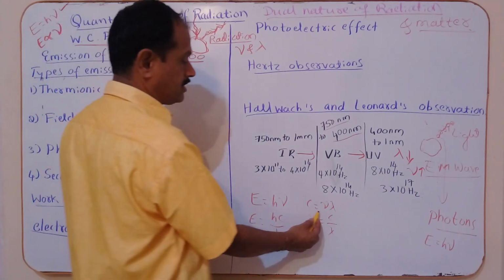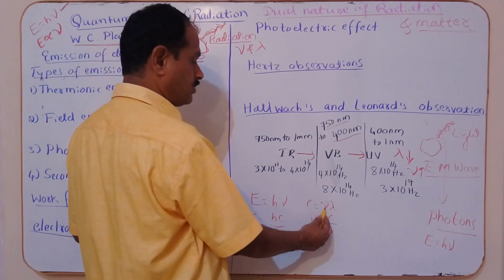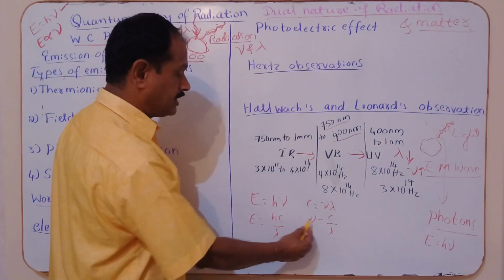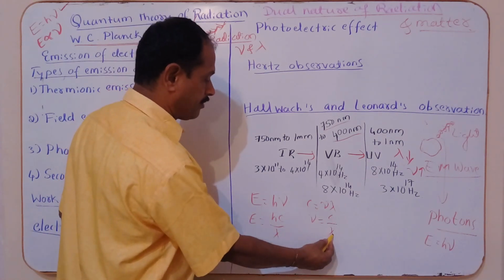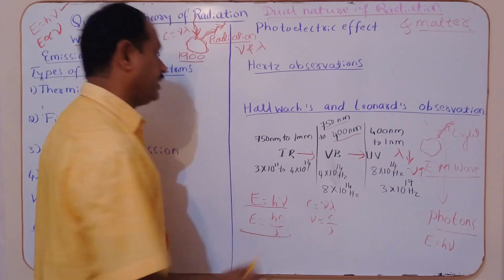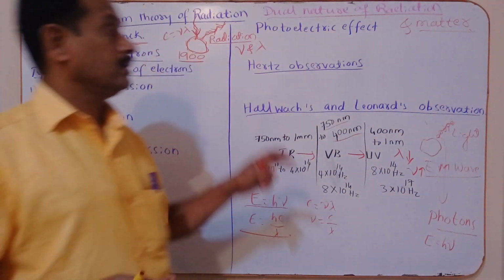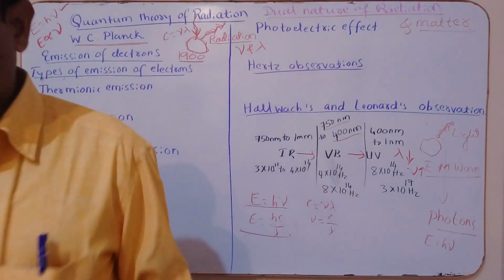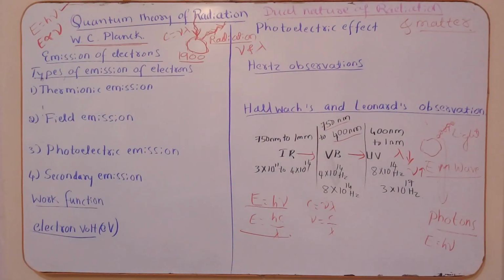The relation between velocity, frequency and wavelength: C is equal to nu lambda. Now nu is equal to C by lambda. You substitute this, and it becomes hc by lambda. This is about the introduction of the quantum theory of radiation.